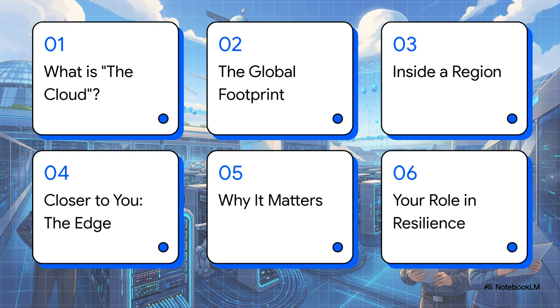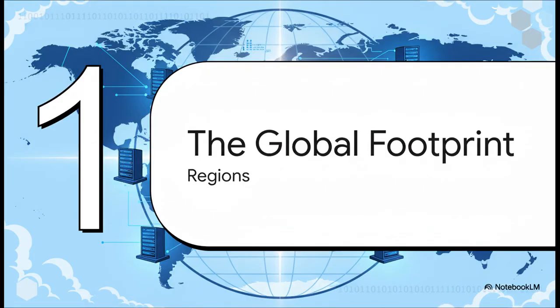Okay, so here's a quick look at where we're headed. First, we'll nail down what the cloud physically is. Then, we'll look at the big picture with AWS regions. After that, we'll zoom in to see what's inside a region, these things called availability zones. Then we'll get even closer to you with something called the edge. We'll wrap up by talking about why this is also important and, this is key, what your part is in all of this.